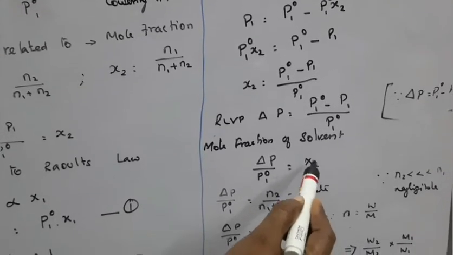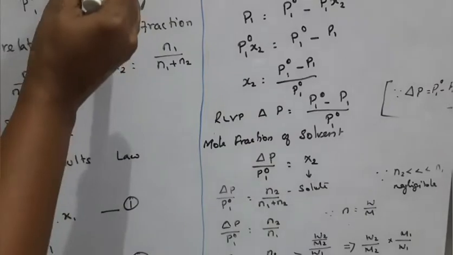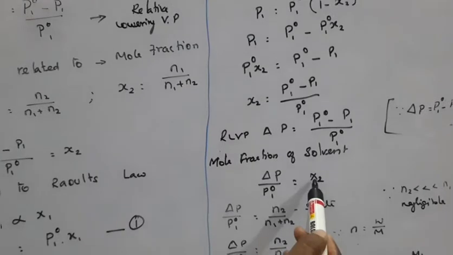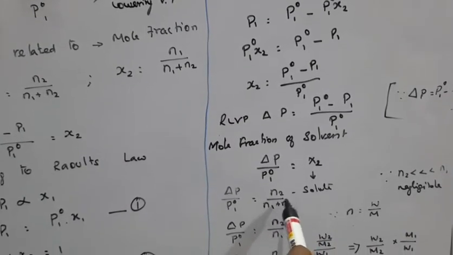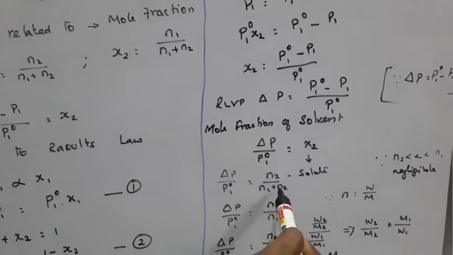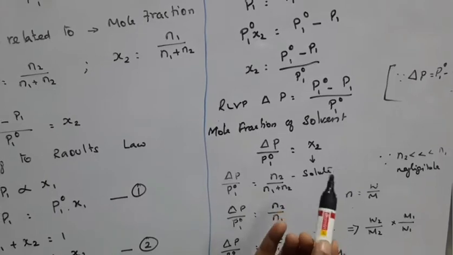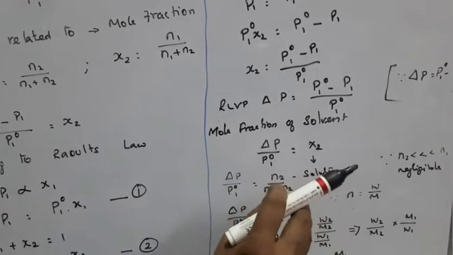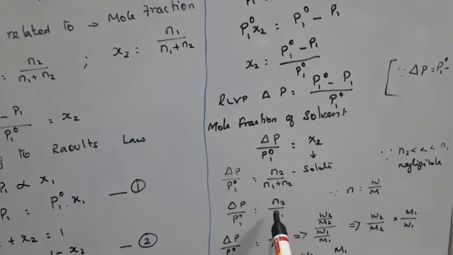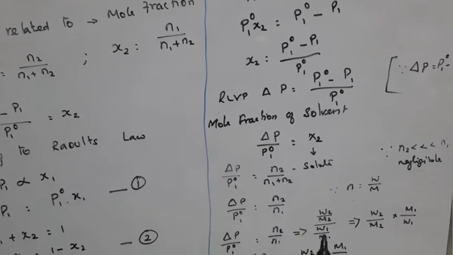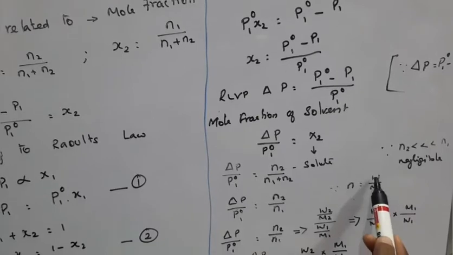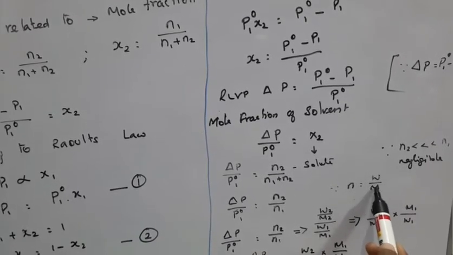Here a little amount of non-volatile solute is added to the solvent. So x2 means n2 by n1 plus n2, the number of moles of solute divided by the number of moles of solute plus solvent. In this case we add only a little solute, so the solvent is in excess and the solute is less, so n2 is negligible and we can take n2 by n1. So n2 equals W, the weight of solute, divided by the molar mass of the solute.